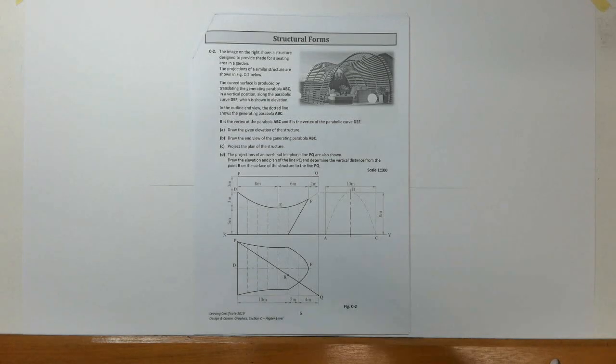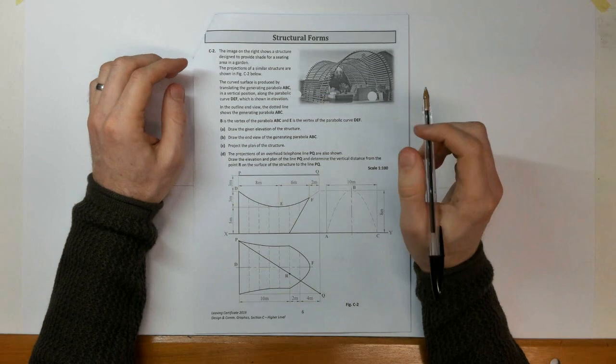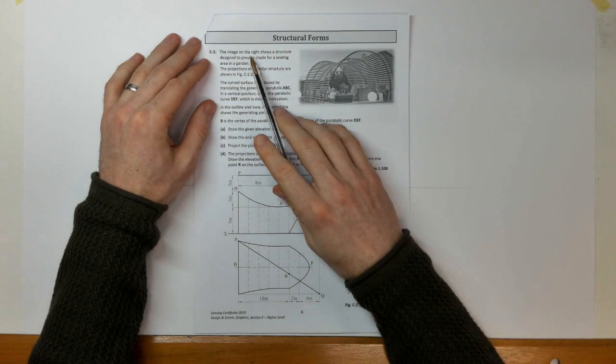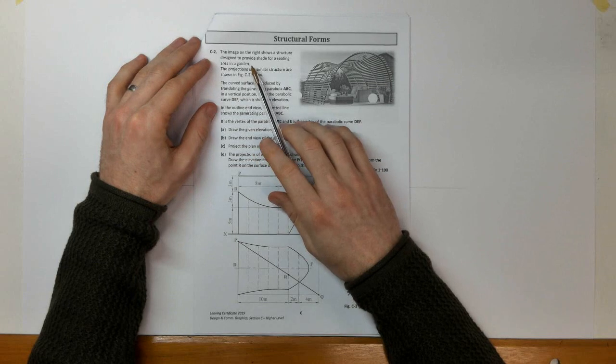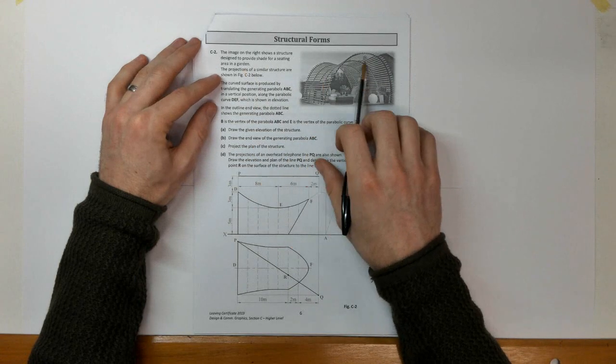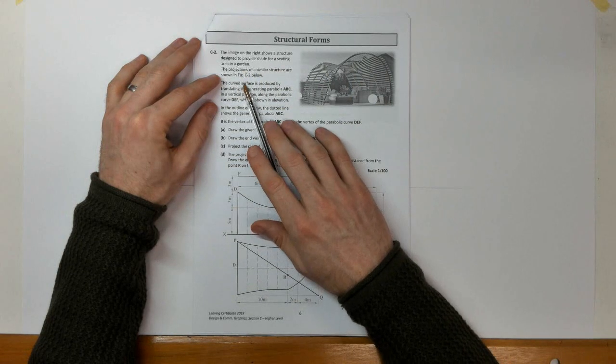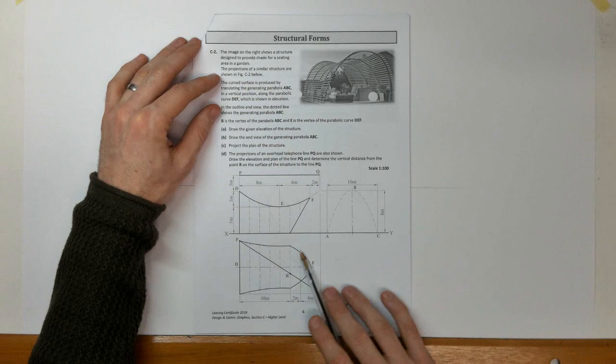Welcome to 2019, section C, it's question C2, structural forms question. The image on the right shows a structure designed to provide shade for a seating area in a garden. Okay, so we've got this little structure. The projections of a similar structure are shown in our figure C2 below.